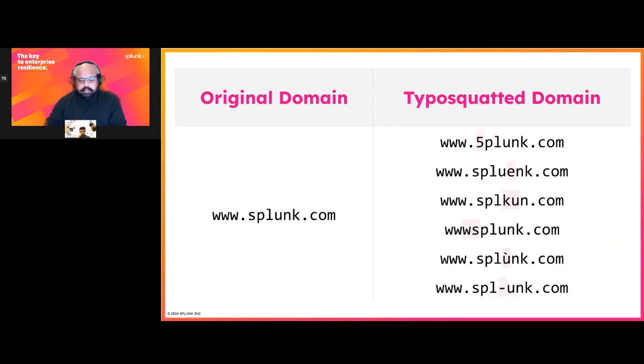So this is a list of possible typosquats of Splunk.com. You see that there's either letters inserted or numbers inserted, or dots missing, or letters reordered, and so on.